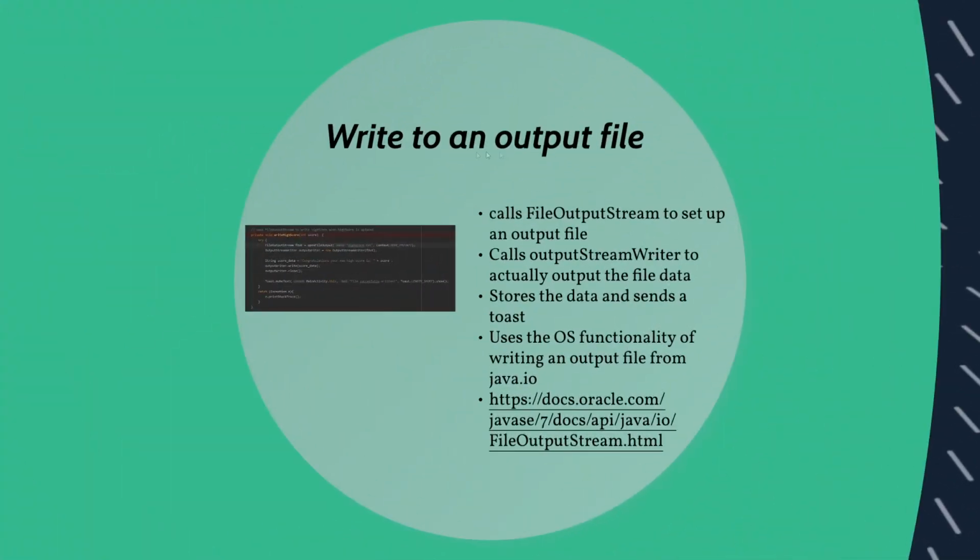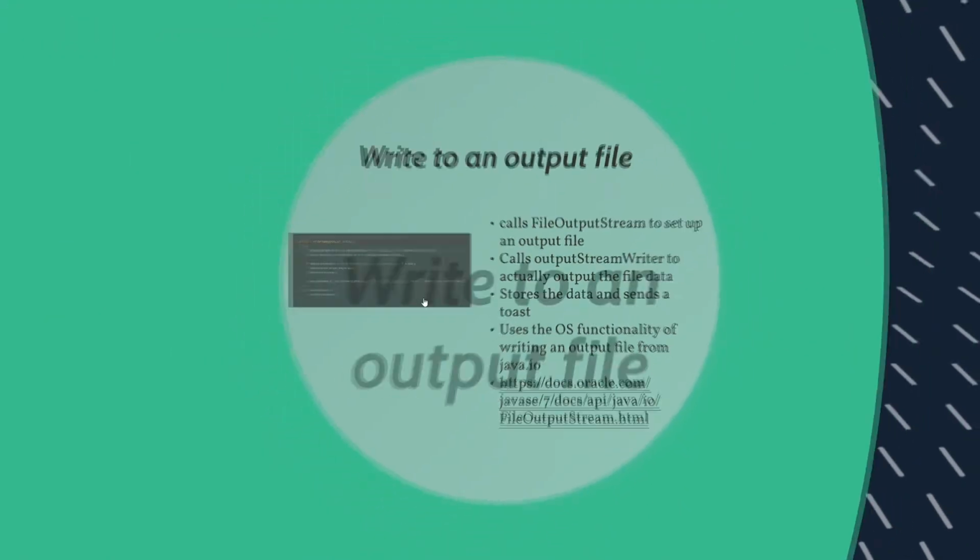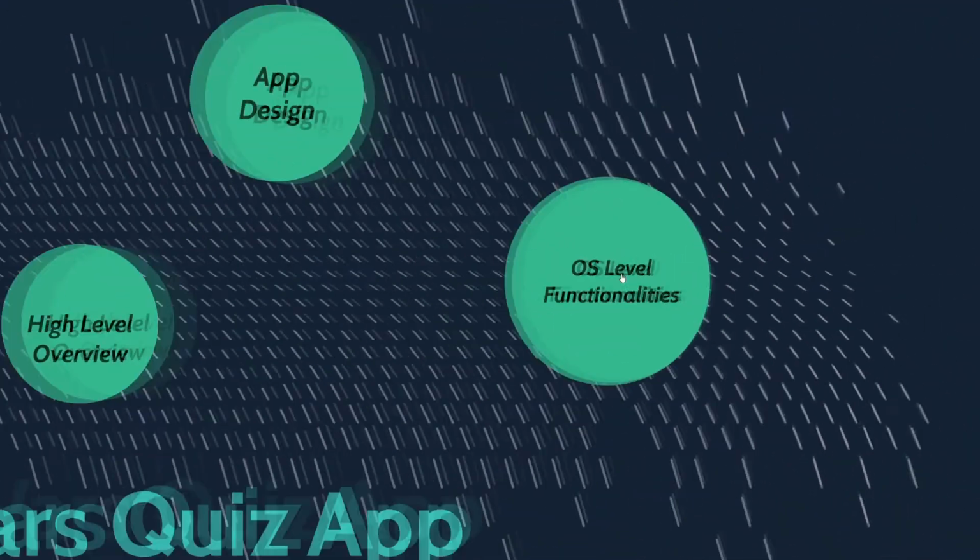And then last but not least, we have the write to an output file, which is called from java.io. Basically, this FileOutputStream is a byte stream, and this OutputStreamWriter is a character stream. So I have this string here, which is a series of characters. This OutputStreamWriter is combined with this FileOutputStream to make it a character stream, so that it can read this string and send it to this output file here, and then it'll send this toast telling you it's been written. It's fairly simple. So that's the OS level functionalities.